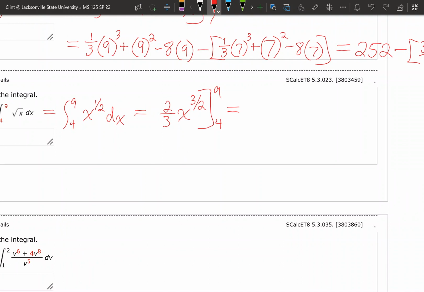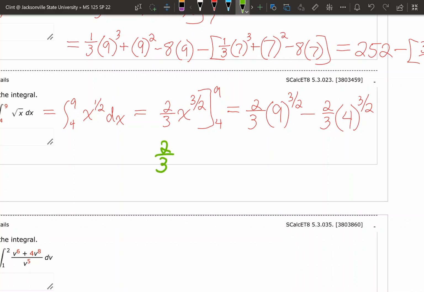So if we plug in the 9, we could bring the 2/3 out front and save it to the end. I'm just going to write it this way this time. And if you wanted to, you could also work with it like this. That's the same thing.